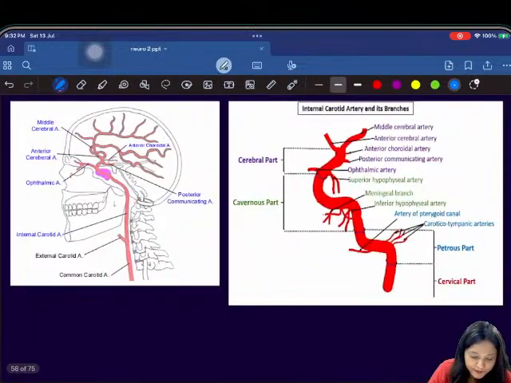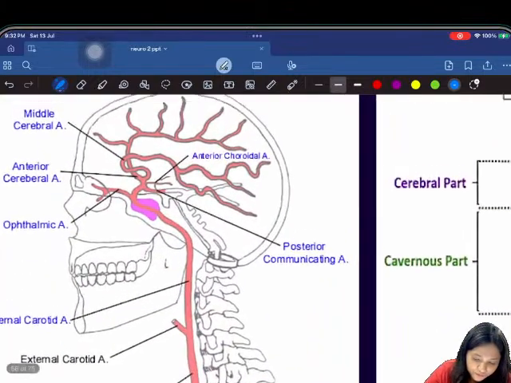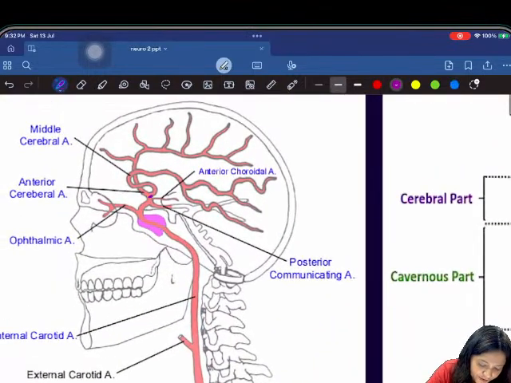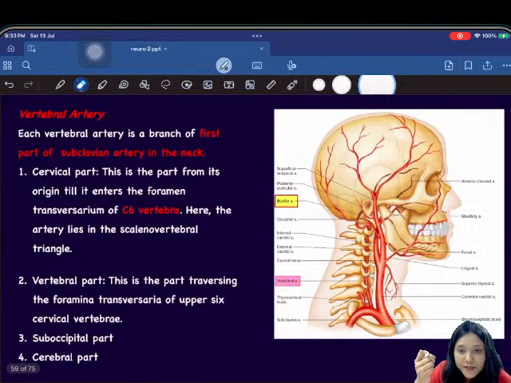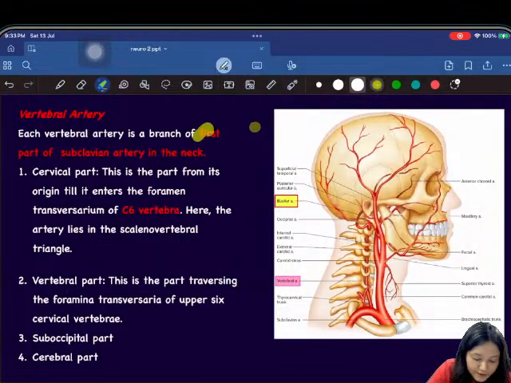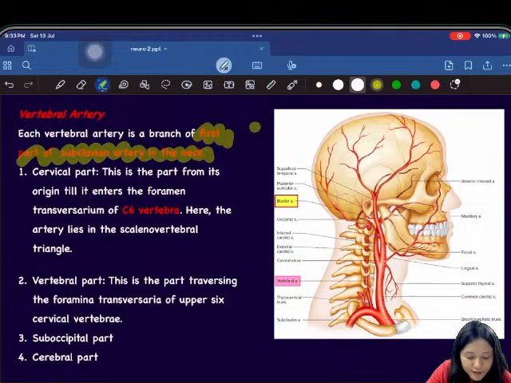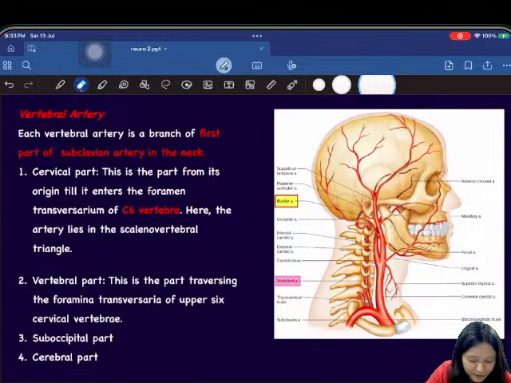So you can see these branches again here. As you can see, there is a siphon form. As I told you, there is an S-shaped siphon form, so that will dampen the pulsation. Now let us come to the vertebral artery. The vertebral artery is derived from the first part of the subclavian artery. The subclavian artery has different parts which we are going to study again. So it is derived from the first part of the subclavian artery.